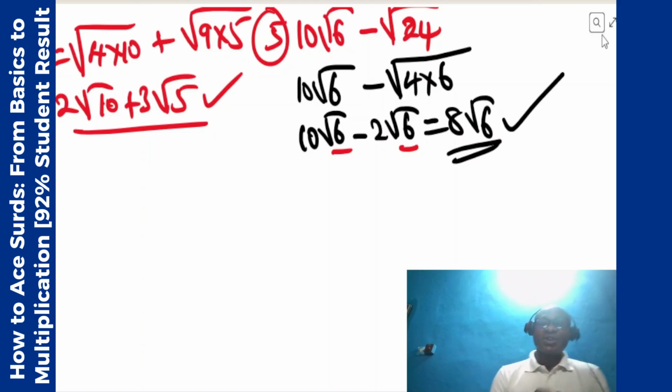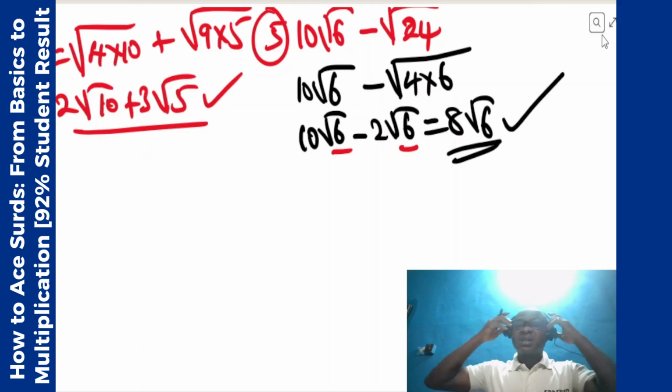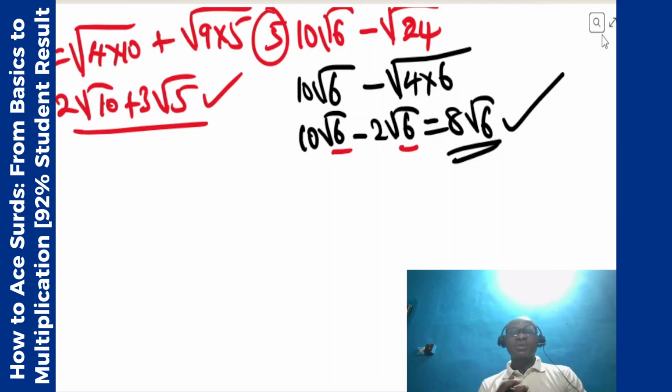Yes, sir. So had it been that the irrational parts are not the same, that is where I would have stopped. Maybe I got to 10 root 6 minus 2 root 5. I wouldn't have done anything further. That becomes the final answer.